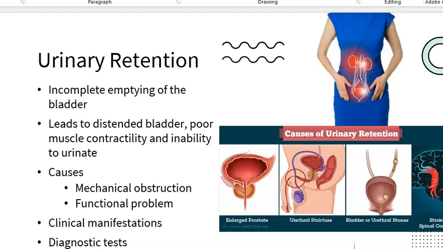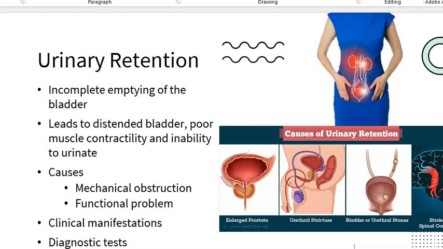A functional problem, this could be from abdominal or pelvic surgery, which disrupts function of the muscles. Could be some of your drugs, your anticholinergic drugs, antihistamines. You could have some voluntary urinary retention, which can lead to loss of muscle tone. Some of the clinical manifestations are overflow voiding or incontinence, firm distended bladder, which you can sometimes feel over the bladder area.